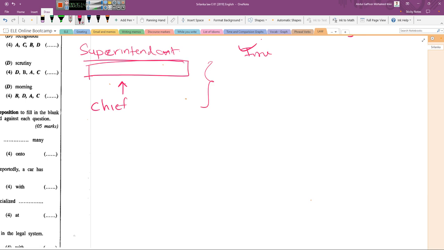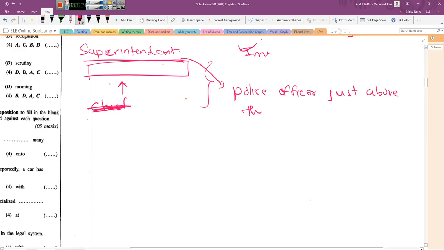So if you want you can write, right? So police superintendent is a police officer. He is a police officer just above the rank of chief inspector. Right? So this is the meaning of the word superintendent.